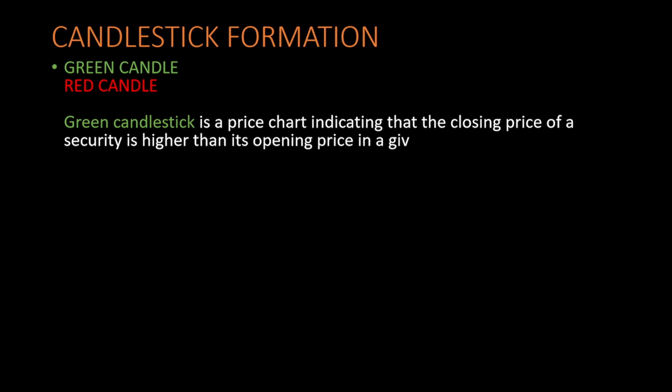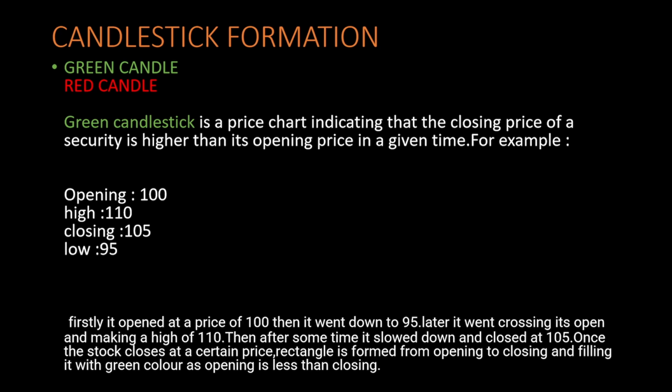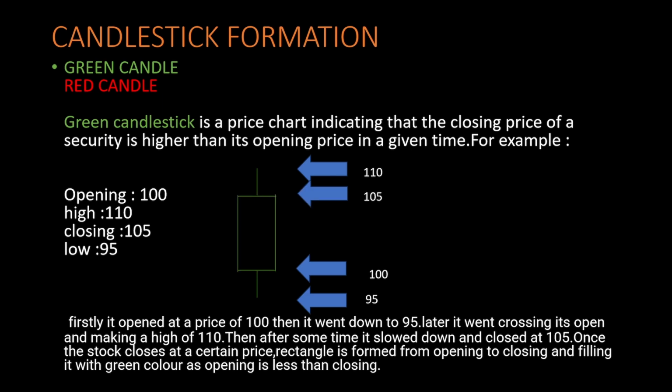Let's take an example. Opening price of the stock is 100. So let's mark a horizontal dash naming it 100. Then the price went to 95. Then the price made a high of 110 and then closed at 105. Now make a rectangle from open to close and shade it with green color as closing is higher than opening. And the high and low are called the wicks of the candle. The candle will look like this.